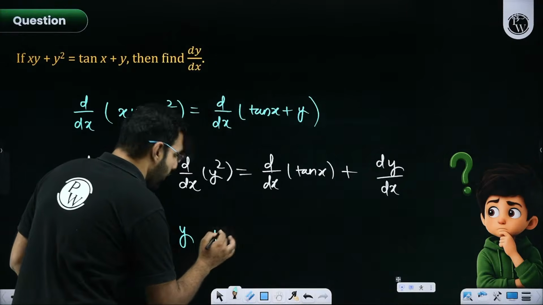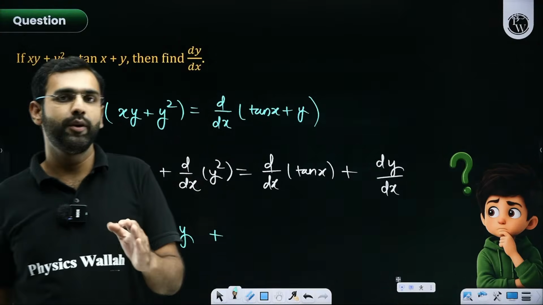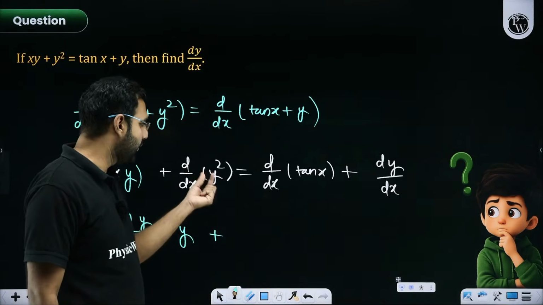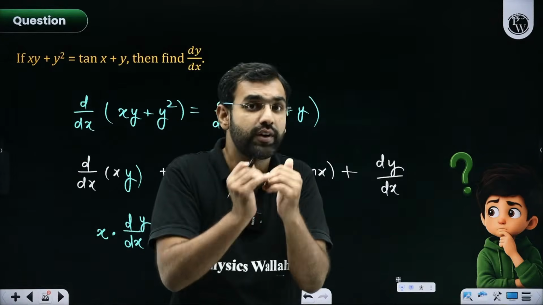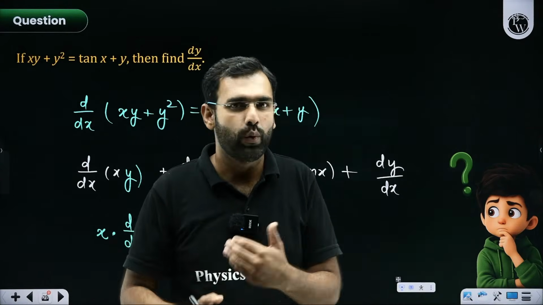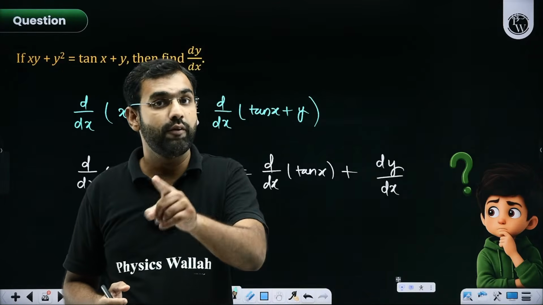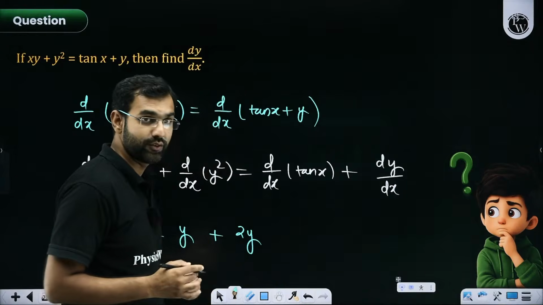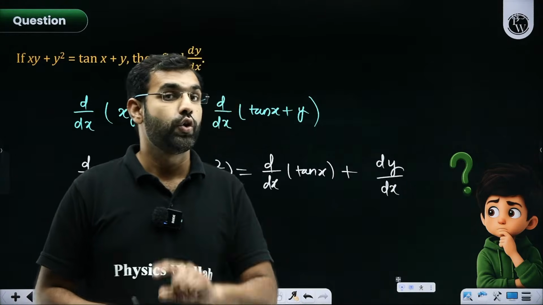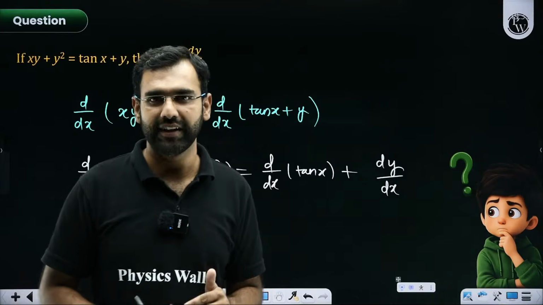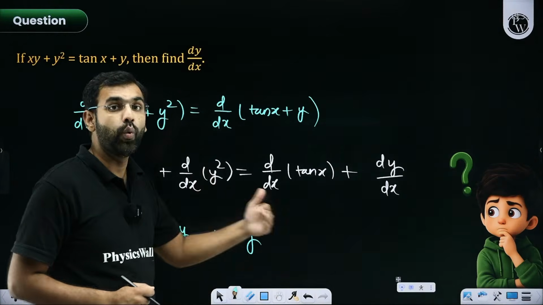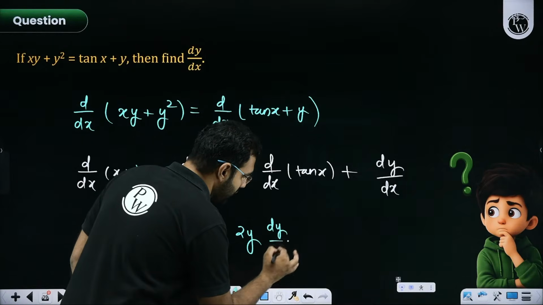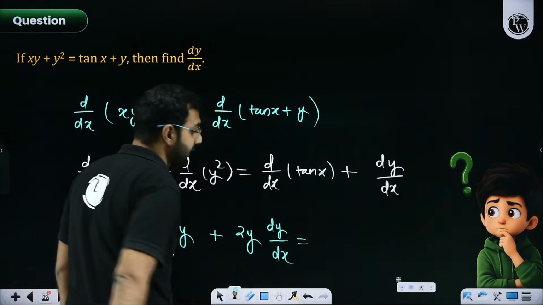Plus, now here with y square, I'll be using the chain rule. What is the chain rule? Just treat y as x, so it is technically x square for us. What is the derivative of x square? The derivative of x square is 2x. So this will be 2x. But sir, it is not x, it is y actually. So what does the chain rule say? It says now differentiate y with respect to x. So when you wish to differentiate y with respect to x, it will be dy by dx.